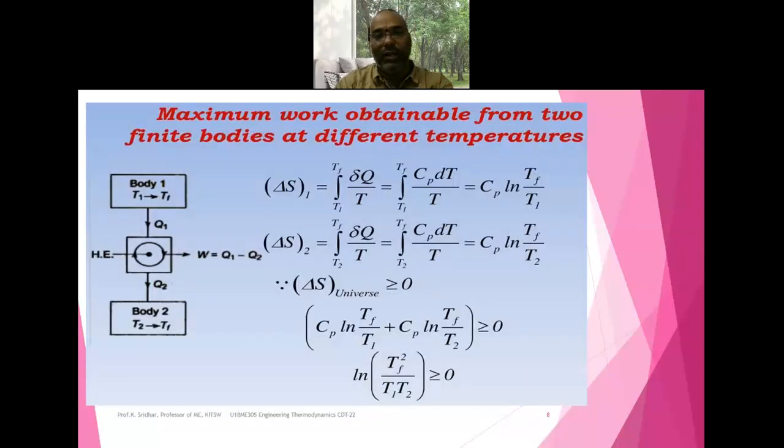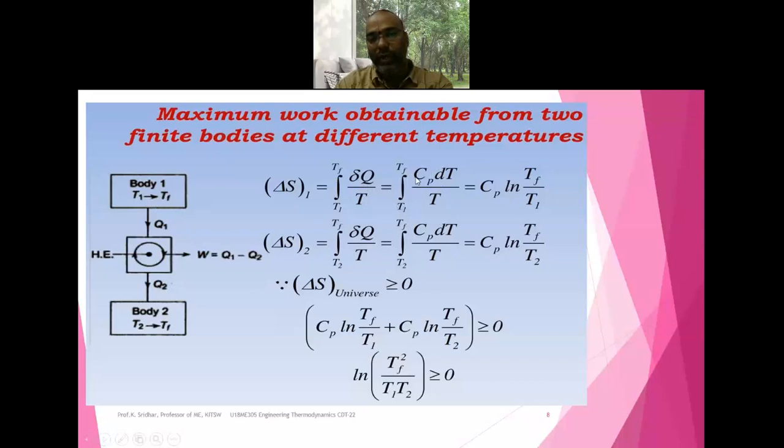Let us take another example. Here we can find out the maximum work obtainable from two finite bodies at different temperatures. Now here T1 is approaching Tf, that is the final temperature. T2 is also approaching the final temperature. So this heat engine is operating between T1 and T2 and it is producing work equivalent to Q1 minus Q2. So write down the entropy of body 1, that is delta Q by T, so m Cp dT by T.